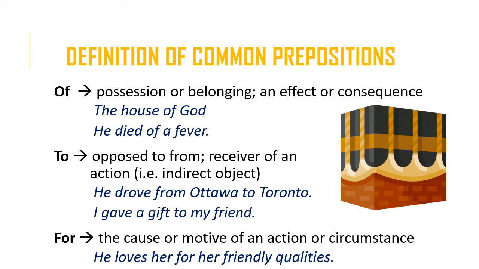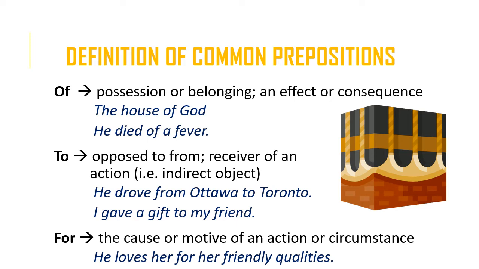I gave a gift to my friend. So the thing that you gave was a gift, and the recipient of that gift, in other words, the indirect object, is my friend. Of course, you could express this last sentence differently. Instead of saying I gave a gift to my friend, you could simply say I gave my friend a gift, in which case you wouldn't need the preposition to.